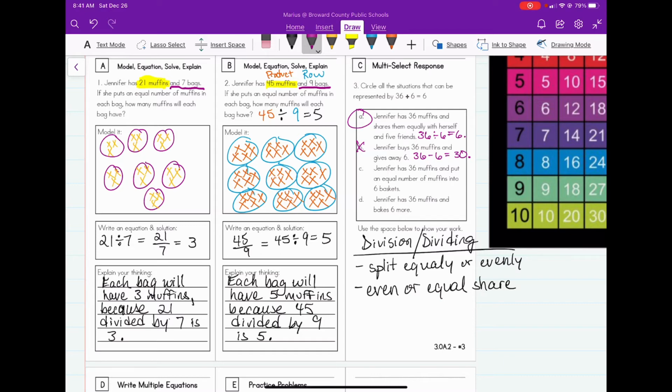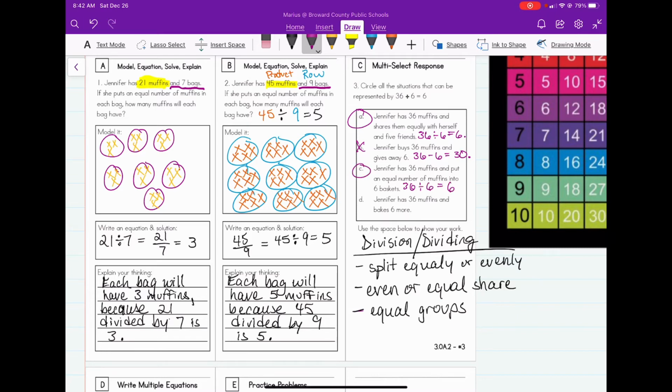C says Jennifer has 36 muffins and puts an equal number of muffins into 6 baskets. Now, once again, she is placing equal numbers into groups, okay? So let's say that's another thing we can add down here, equal groups. Okay? And using our colors, this one does represent 36 divided by 6 equals 6.